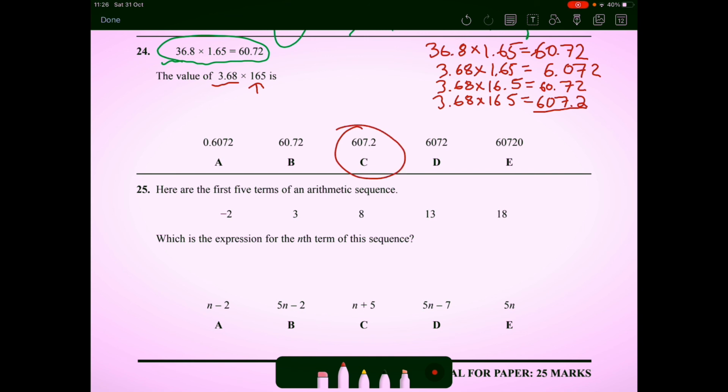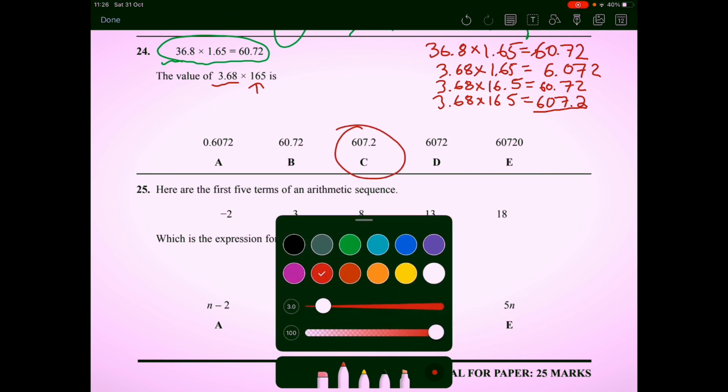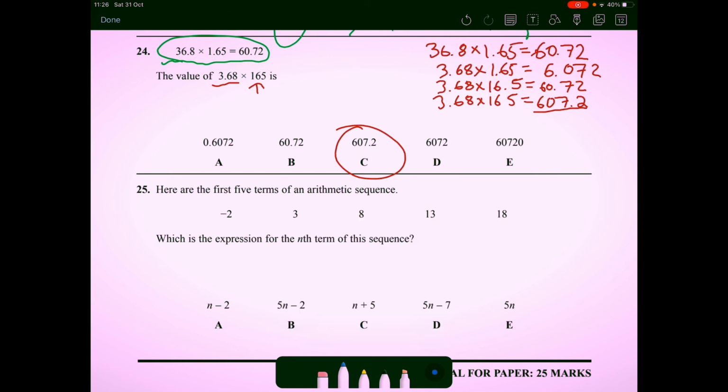Before we move on to the final question, I'm just going to talk through another way of thinking about this, which might be quicker for some of you. This number is roughly 4, and this number is, what's it close to? It's between 150 and 200. So we're looking for a number that's between that and that. So I'm just using some estimate checking.